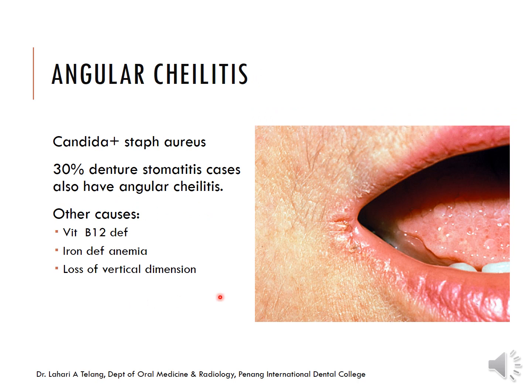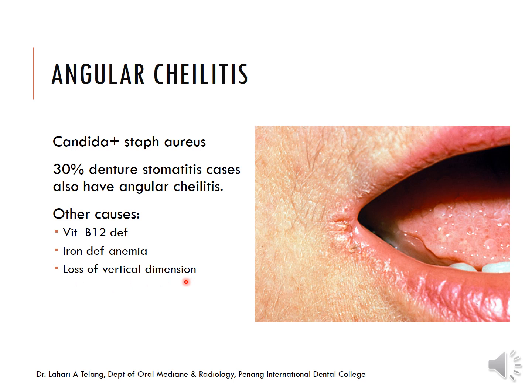Angular cheilitis is again a candida associated lesion. It can happen because of candida as well as Staphylococcus aureus, I've written the short form here, which is in high abundance on the skin surface. So 30% of denture stomatitis cases also have angular cheilitis. There are various reasons why the person develops angular cheilitis in the first place. It could be due to vitamin deficiency, iron deficiency anemia, or simply due to loss of vertical dimension.